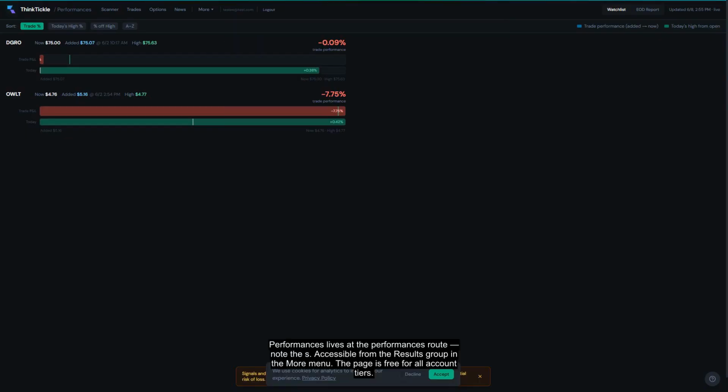Performances lives at the Performances route, note the S, accessible from the Results group in the More menu. The page is free for all account tiers. Header reads ThinkTickle with the Performances subtitle. 2 tab buttons next to it, Watchlist and EOD Report. Watchlist is the default.